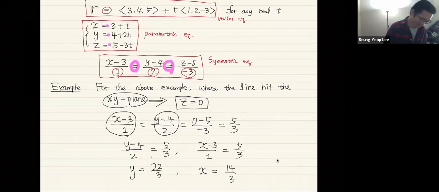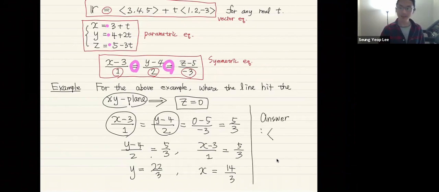And therefore, what is the intersecting point? The answer: the intersecting point is given by the x coordinate 14 over 3, y coordinate 22 over 3, z coordinate 0. That's where the line hits the xy plane. Good.